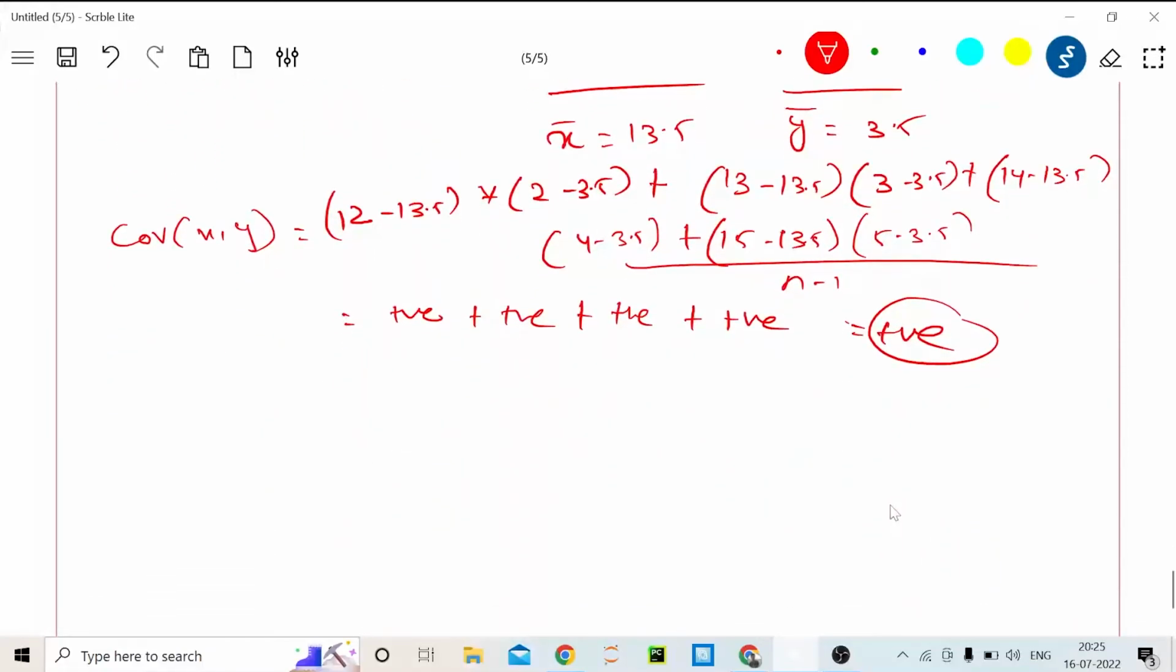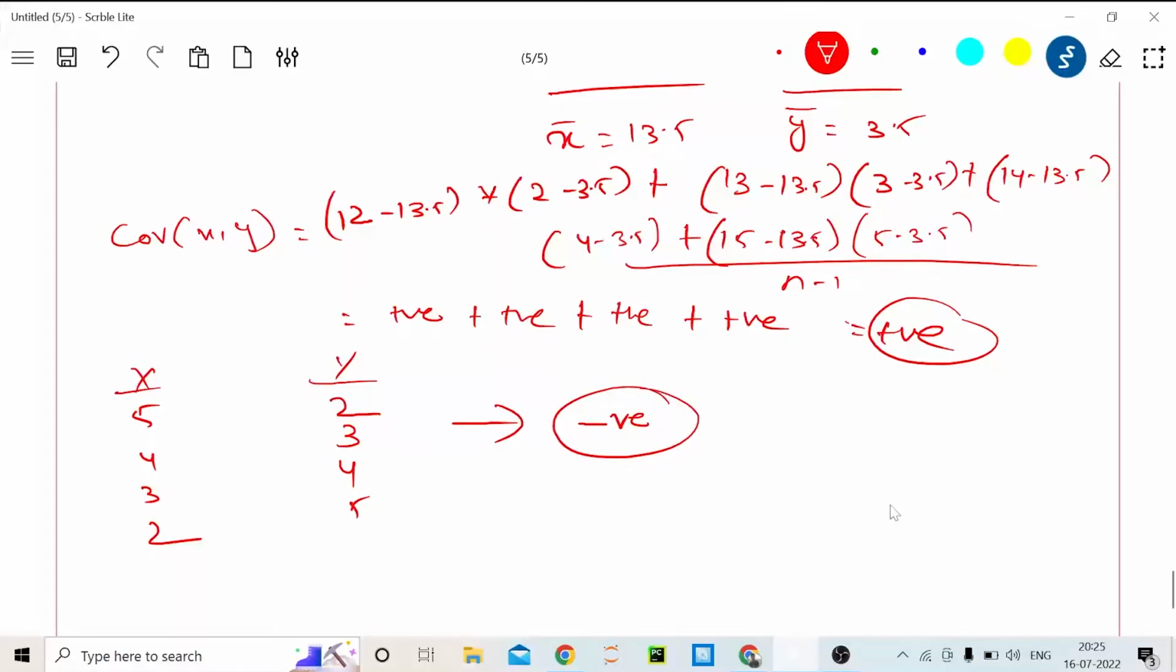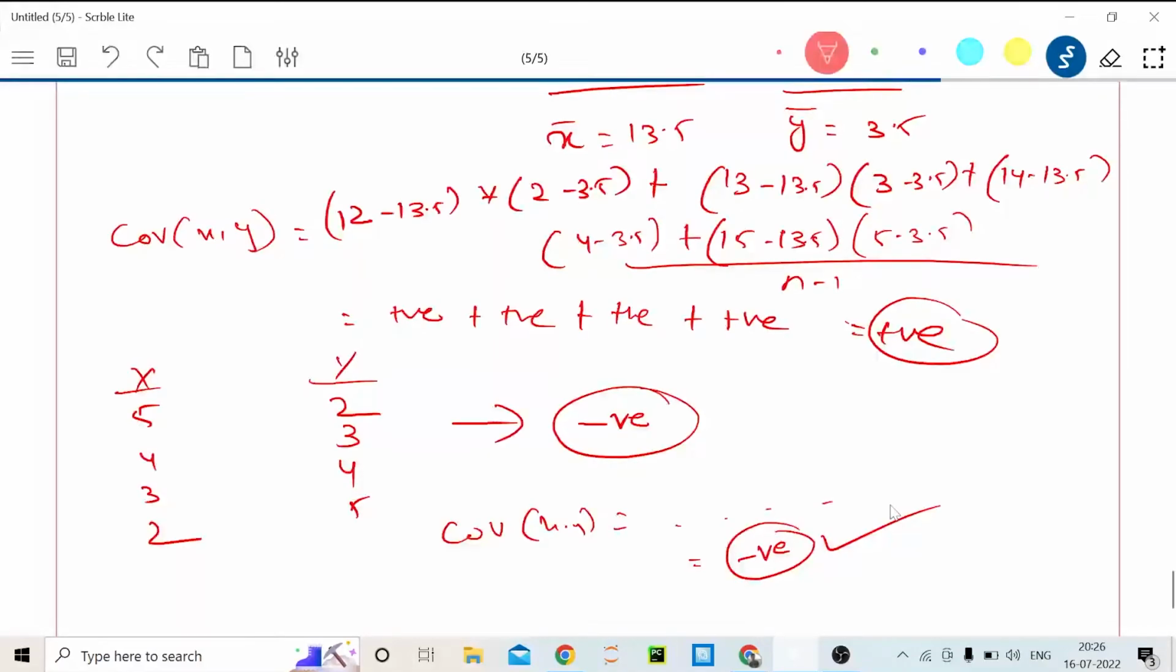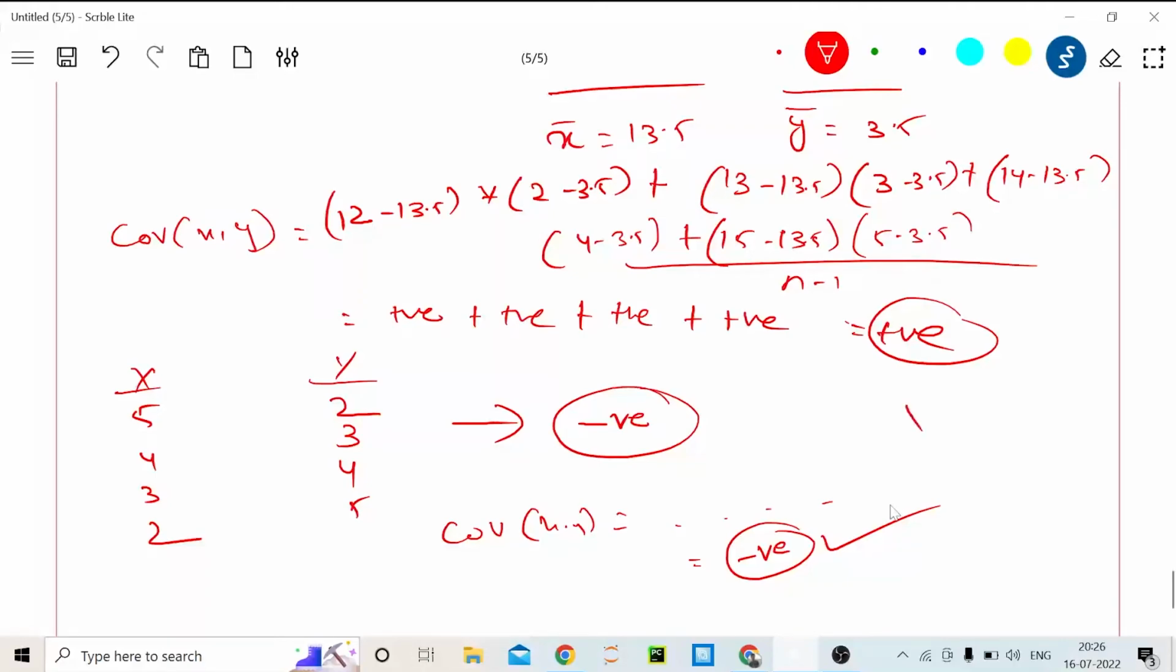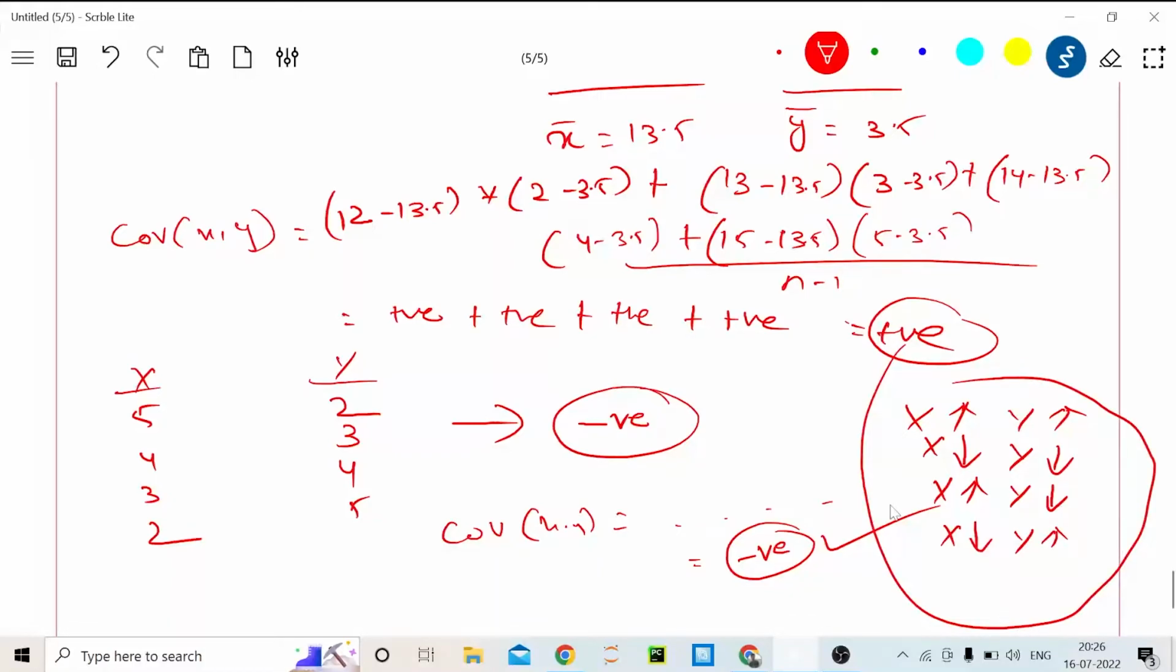Let's say there is another example. x is 5, 4, 3, 2 and y is 2, 3, 4, 5. In this case, you will find that it is negatively correlated. I am not applying the covariance formula of x and y here, but you just apply the formula, and after applying it, you find that it is negatively correlated. By having the data, you may figure out which type of relation is established. That means when x is increasing, y is increasing; x is decreasing, y is also decreasing; or x is increasing, y is decreasing; or x is decreasing, y is increasing.